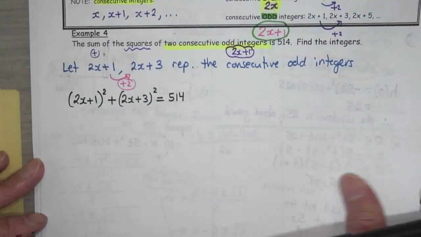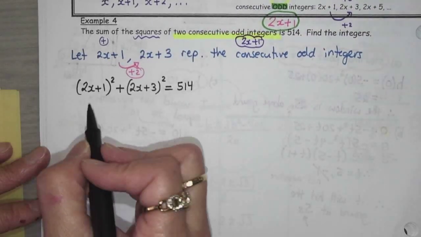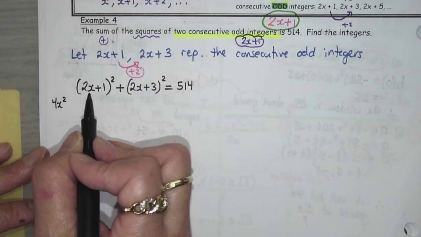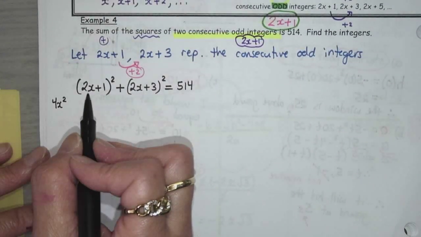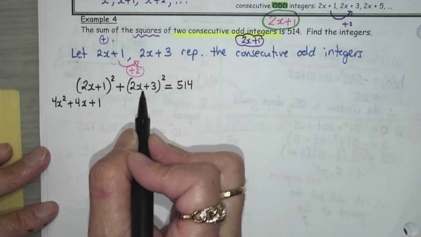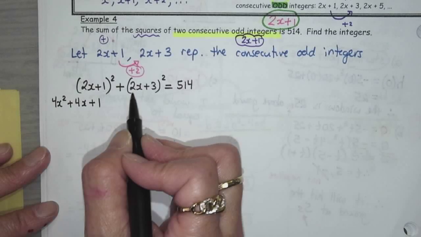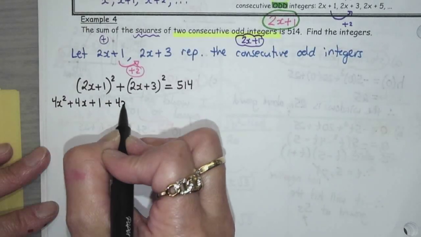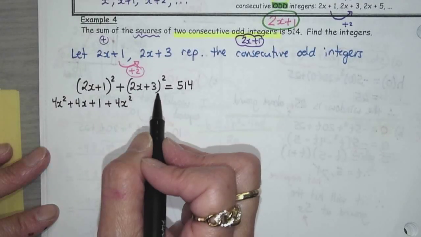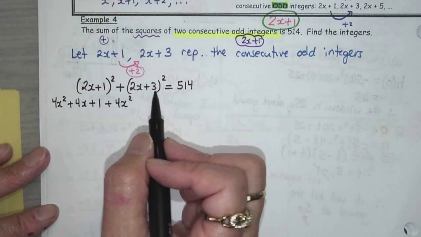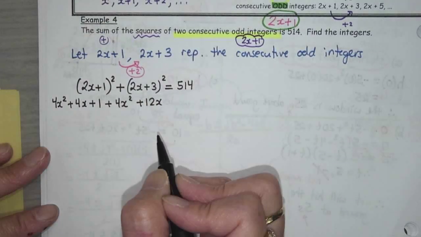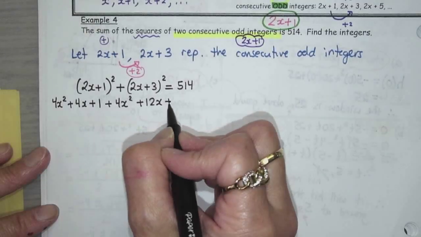It's a binomial squared. Binomial squared means I'm going to get 4x squared. What's the middle term? 4x. Good. Never forget that. Plus 1. Then here, 2x squared is 4x squared. The middle term, 2 times 3 is 6. Twice that, 12x. Is that okay? The last term, plus 9.